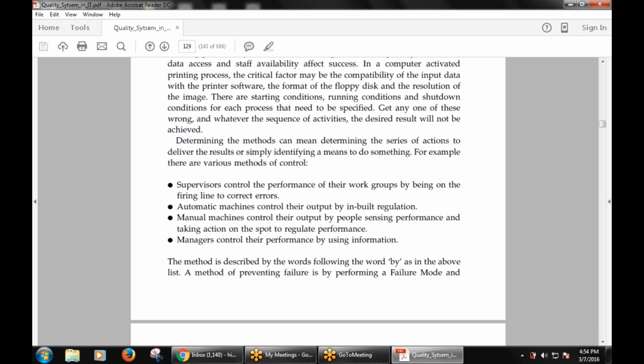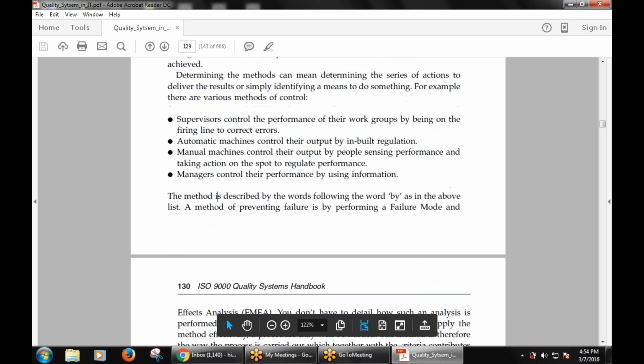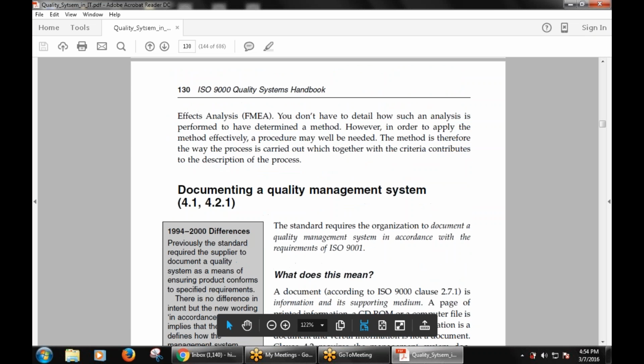Then manual machines control their output by people sensing performance. That means the performance is judged by people operating the manual machines, and managers control their performances by using information. So how do managers control their processes or their performances? By using the information. They get the information for effective management. And the method is described by the words following "by" in the above list.